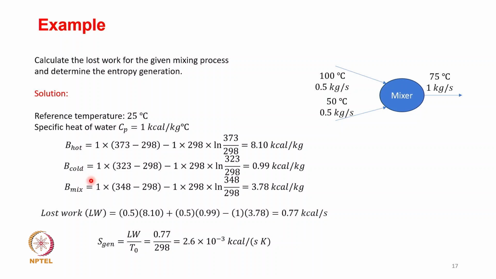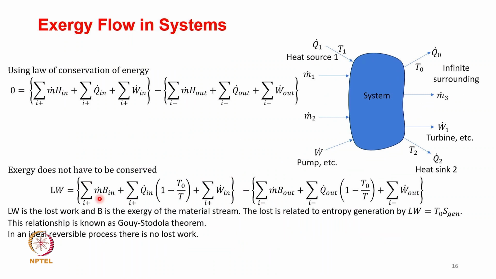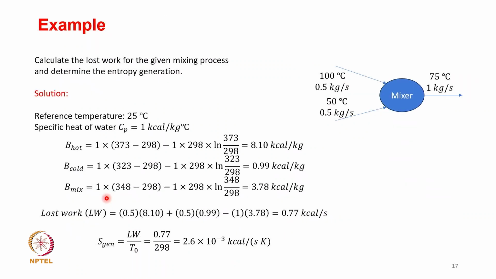If you look at the previous expression, it is not just the B, you also have to multiply it with the corresponding flow rate. Some of them are inlet flow rates and some of them are outlet flow rates. So, the actual value would be 0.5 times 8.10, 0.5 times 0.9 minus 1 times 3.78. So, this would be the lost work, which would now be computed as 0.77 calorie per second.